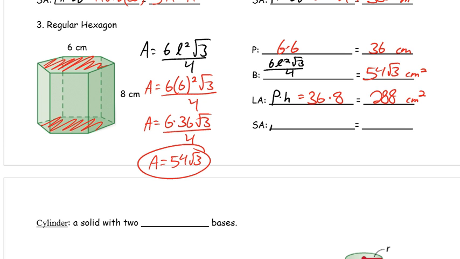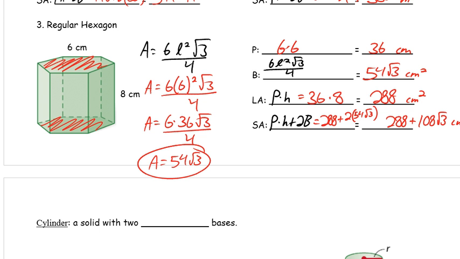And the last step, perimeter times height plus 2 bases, or we already said perimeter times height is 288, plus 2 bases, so 2 times 54 radical 3. So I'm going to leave that as 288 plus 2 times 54 is 108 radical 3 centimeters squared.